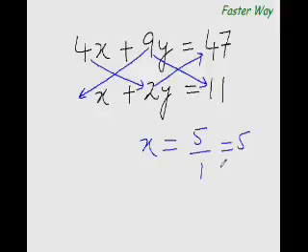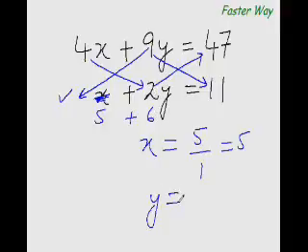Now once you have this x, put it in any of these two equations. This one would be much better. So put it here. Now this is 5. So 5 plus what equal to 11? You know that 5 plus 6 equal to 11. So 2 how many times is 6? 2 times 3 is 6. So y equal to 3. That is your answer. x equal to 5, y equal to 3.